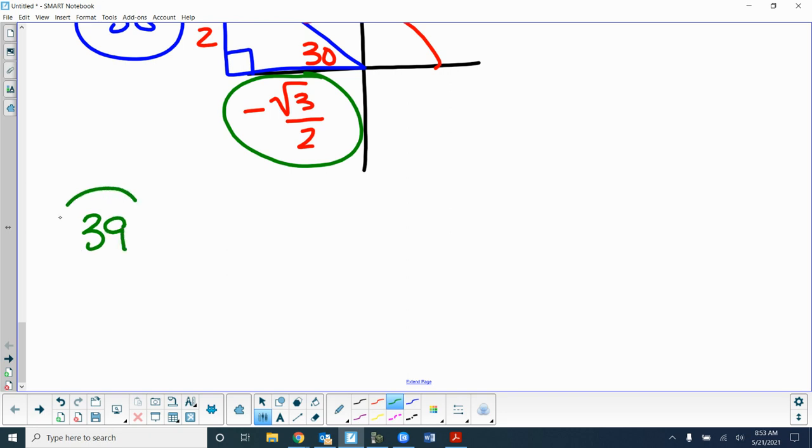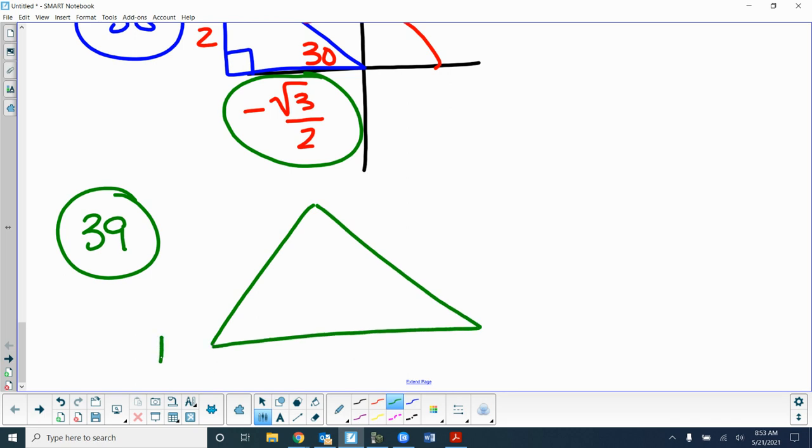Number 39. You're given a picture, a triangle. M, N, and P. And this is side M, side N, and side P. You're supposed to solve the triangle. Angle N was 119 degrees, and angle P was 34, and side M is 11. So you've got an angle, side, angle situation.